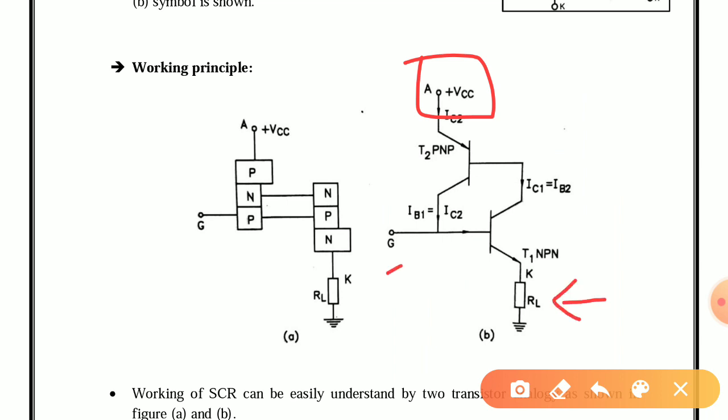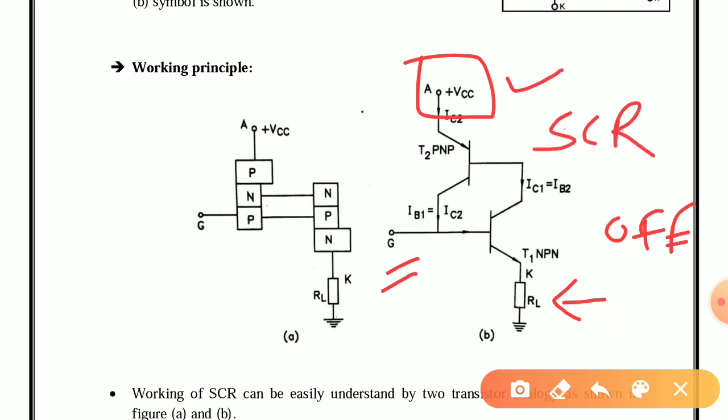Now if no supply is given to the gate terminal, both transistors remain in the off state. Then all the voltage VCC drops across the SCR, and there is no voltage at the load. That means no voltage comes across to the load. All the voltage drops across the SCR when no gate pulse or gate voltage is given.